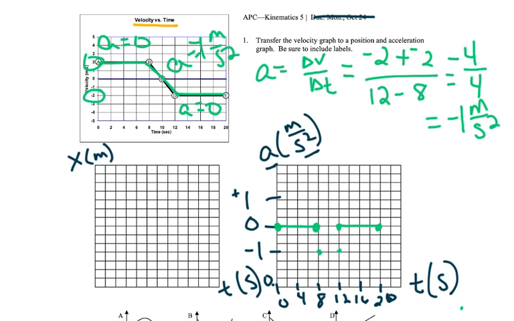My negative 1 goes from 8 to 12. I'm going to put my dots and connect those and make my line there. So my acceleration versus time graph is now complete. All right, let's do this position versus time graph.